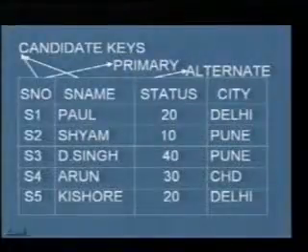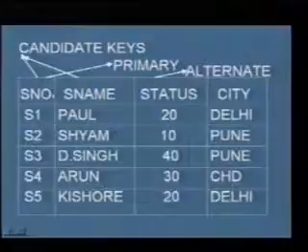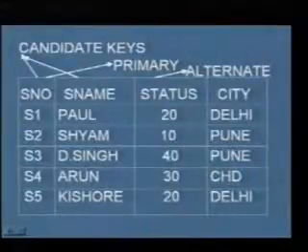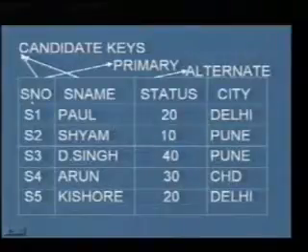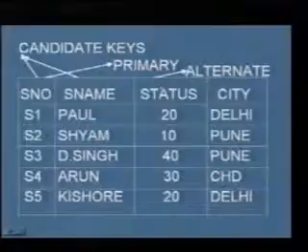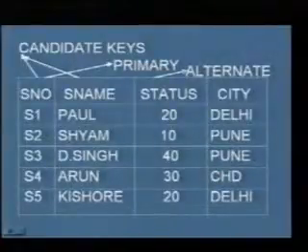Let us understand the concept of candidate key, primary key, and alternate key from this relation. Here we can see the serial number is a candidate key and the S name is also a candidate key. If you take the serial number as the primary key, then S name will be the alternate key.